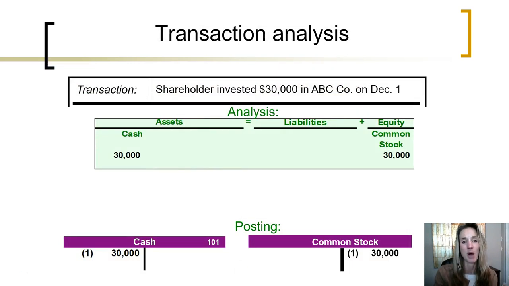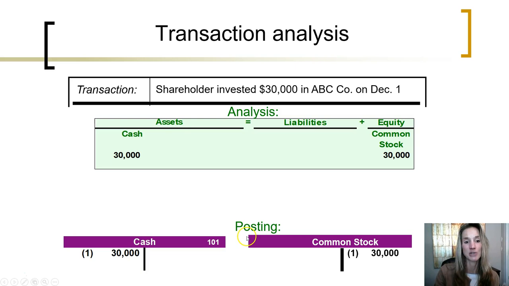Let's take a look at some common business transactions and how they are analyzed and recorded. Let's assume that a shareholder invested $30,000 in ABC Company on December 1st. We need to tell the accounting system that this transaction occurred and change the accounts that were affected. First step is to analyze what accounts were affected. The company received cash, increasing their cash, and it also issued stock, increasing the common stock. So we need to increase common stock and increase cash.